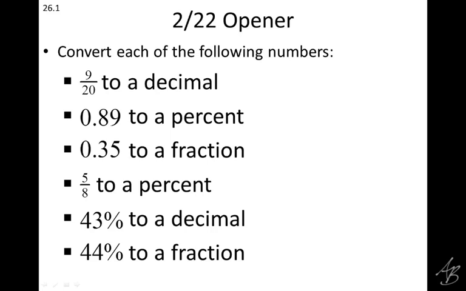So, first one, we want to change 9 over 20, the fraction 9/20ths, to a decimal. How do we change a fraction to a decimal? What are we going to do? All right, so in our fraction, we take the numerator divided by the denominator. In this case, it's going to be 9 divided by 20.